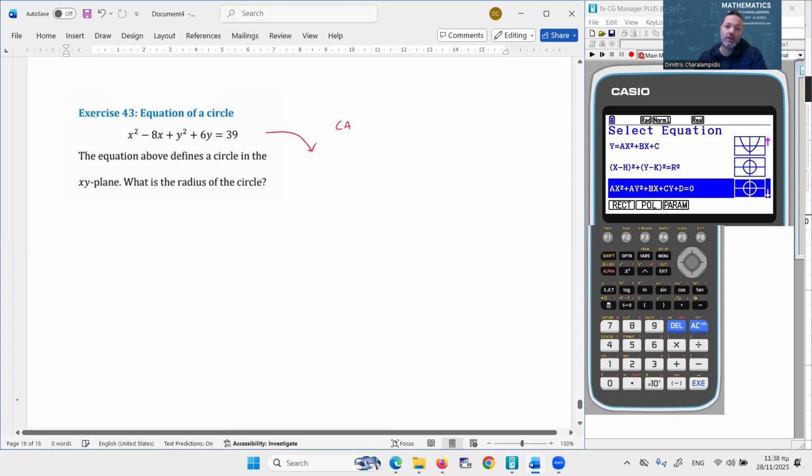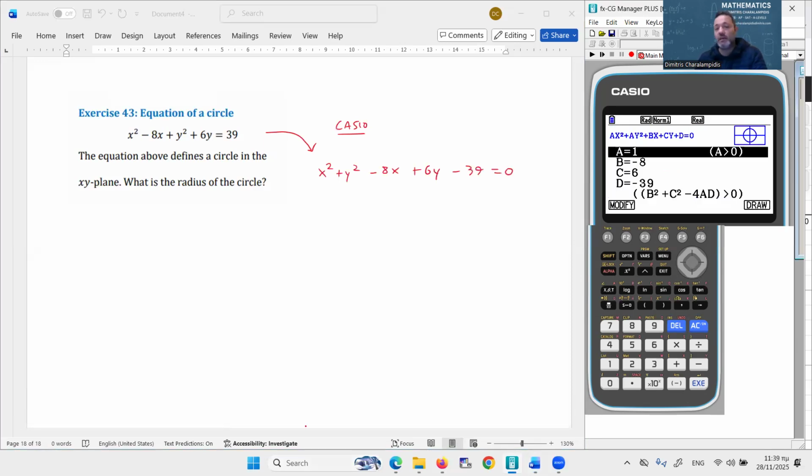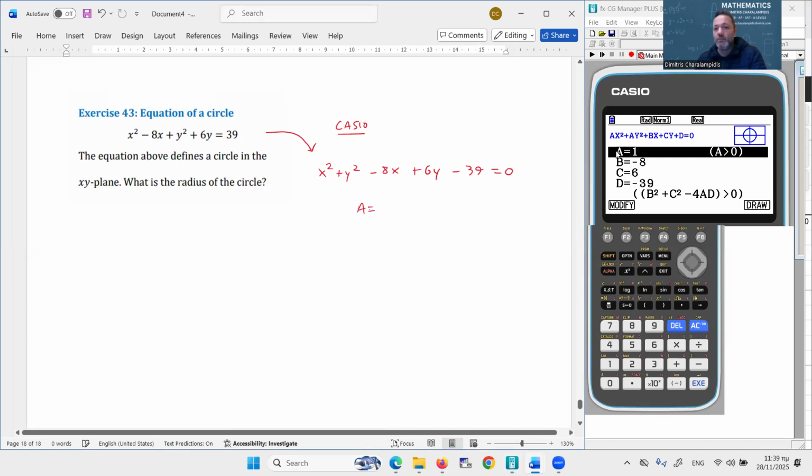The thing here, however, is that you need to rewrite what you have. Let me write that through Casio in that form. So x squared plus y squared minus 8x plus 6y minus 39 equals 0. Once I click here, the calculator will ask me to determine the values of a, b, c, and d. Be careful, it should be the ones shown on the calculator. A should be the coefficient of x squared and y squared. Here it's going to be 1. This is why I have a equals 1.